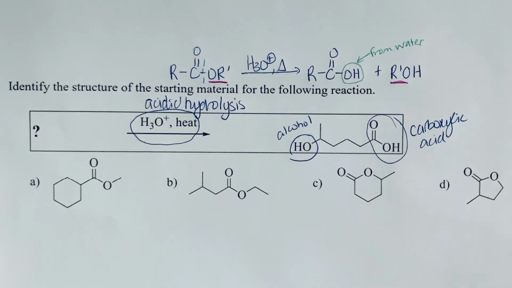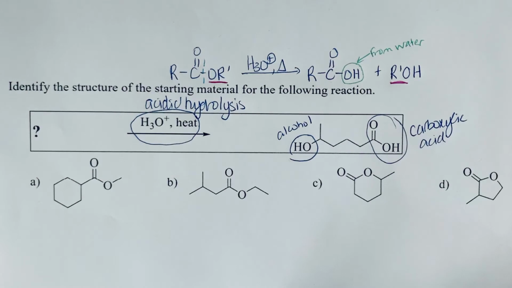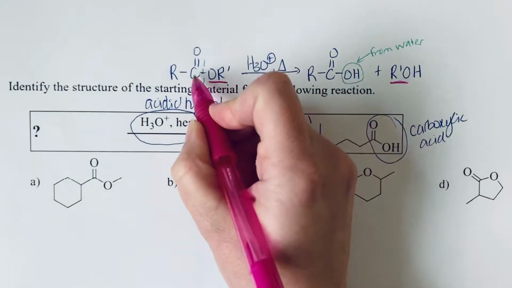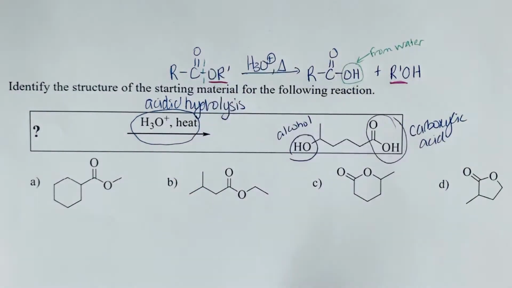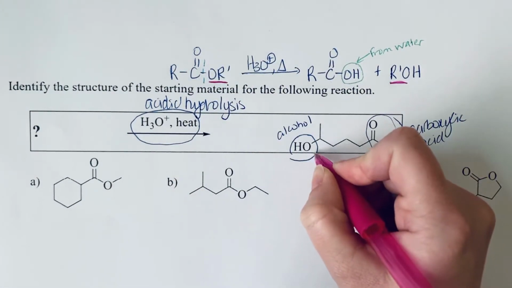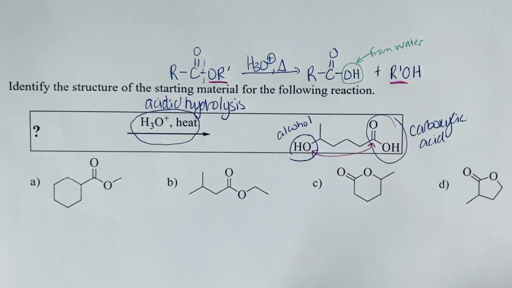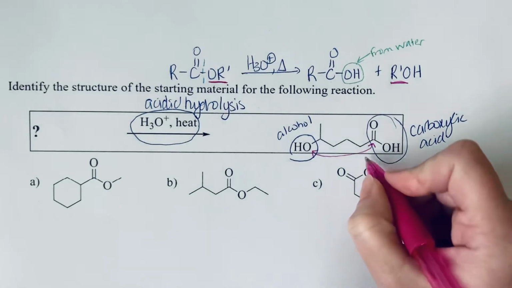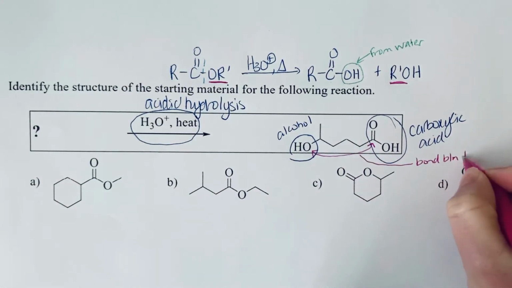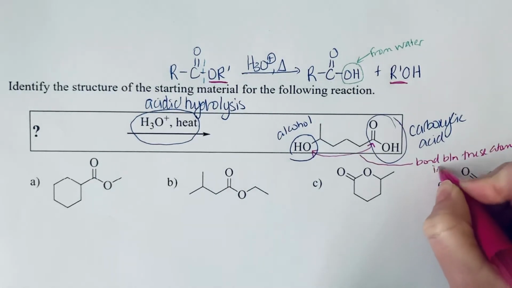So this alcohol is that OR part of your ester. This carboxylic acid would be from the carbonyl. So we know then that in our starting material, we must have had a bond between those two atoms. Okay, so we should have had a bond between these atoms in the starting material.